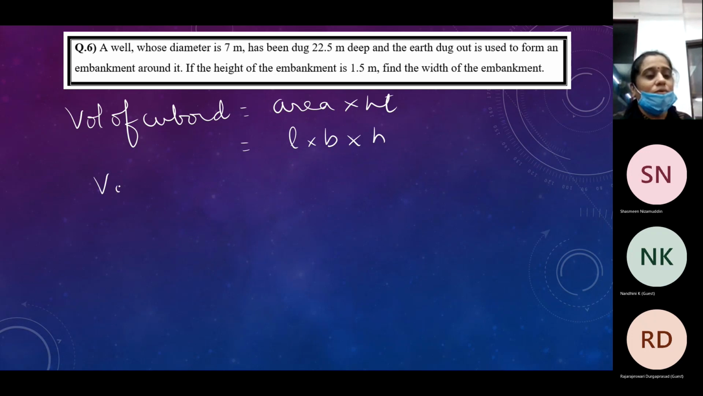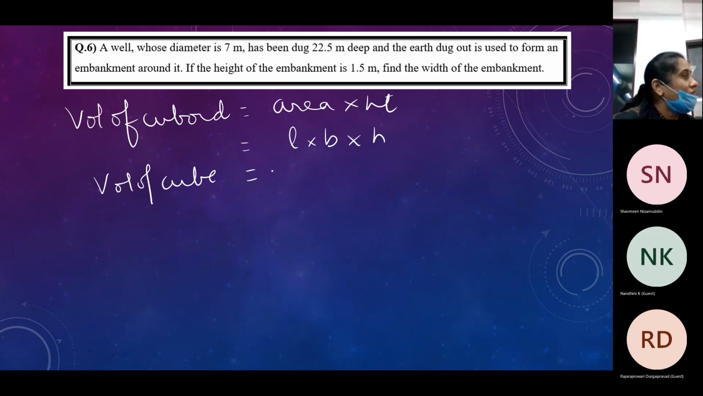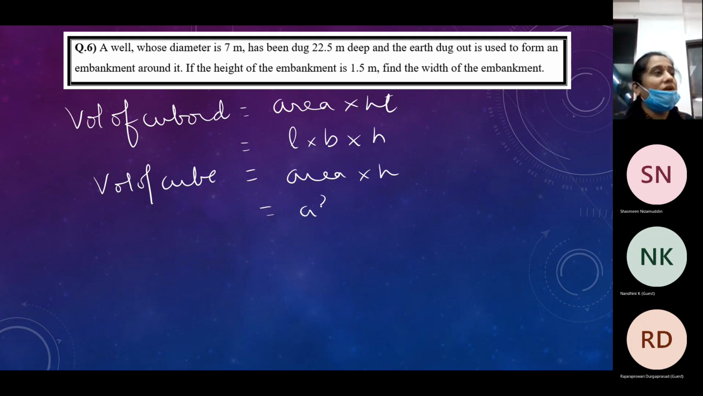What's the volume of a cube? This is only for solids that have a uniform cross section. The cross section of a cube is a square. What's the area of the square? A square, into the height of the cube, A. So A cubed, cubic units.